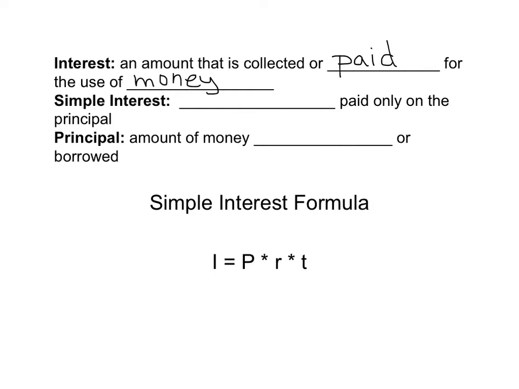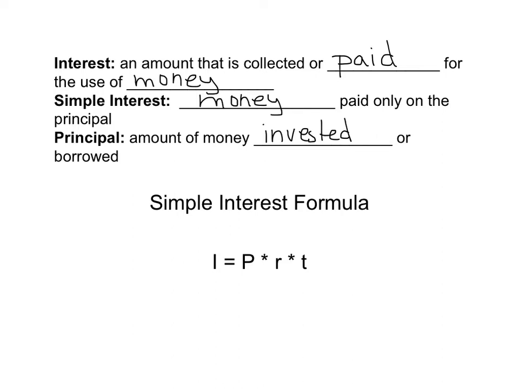Simple interest is money that is paid only on the principal, and the principal is the amount of money that is invested or borrowed. And we can find our simple interest by using a formula.